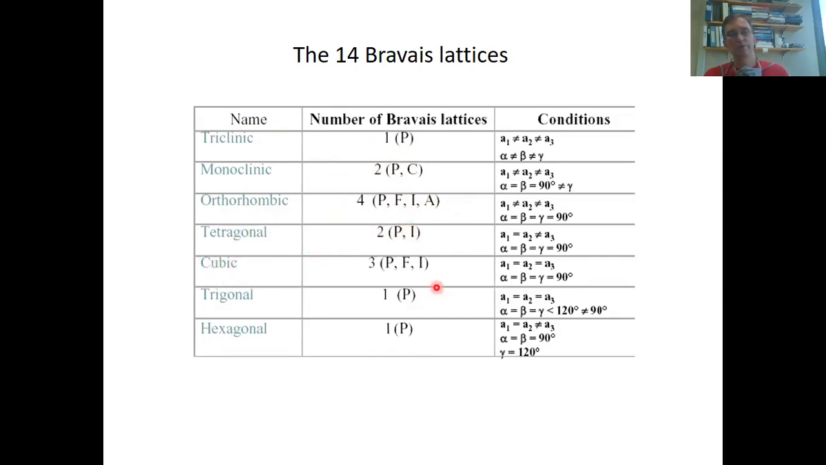For cubic, we have 3 possibilities: primitive, face-centered, body-centered. And for trigonal and hexagonal, we only have primitive cells. So now that gives 1 plus 2 plus 4 plus 2 plus 3 plus 1 plus 1, which is overall 14. So these are the 14 Bravais lattices in 3 dimensions. Any extended solid which is crystalline crystallizes in one of these 14 Bravais lattices. Therefore, as solid state chemists, we have to be familiar with them and we have to understand them.